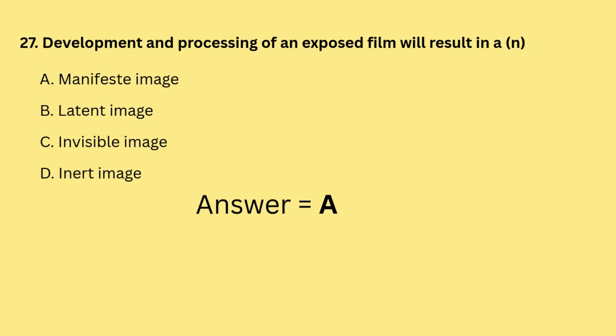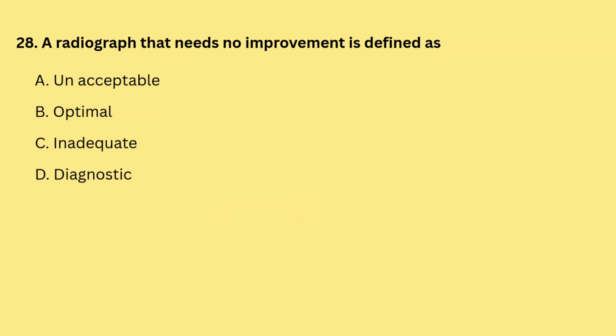Manifest image. Number 28. A radiograph that needs no improvement is defined as A. Unacceptable, B. Optimal, C. Inadequate, D. Diagnostic. Answer is B, optimal. Number 29.